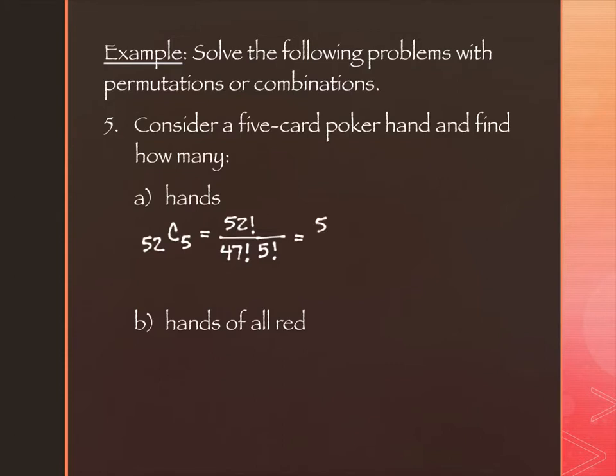So I'm going to write my 52 out to 47. So 52, 51, 50, 49, 48, and 47. And then in the denominator, I have that same 47. And then I'm going to write my 5 out: 5, 4, 3, 2, and 1. Just like before, the 47s will cancel.